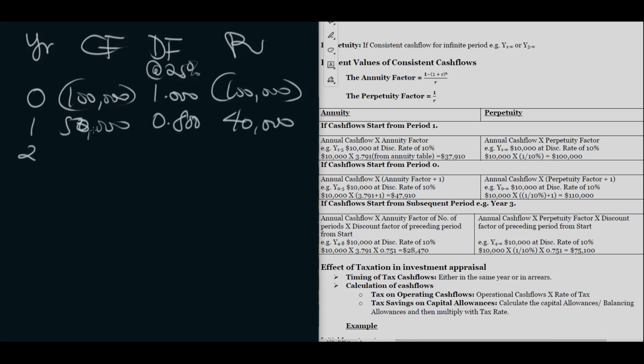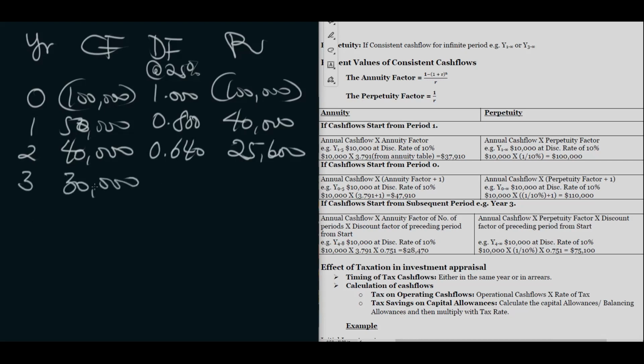If I go to year two, I receive 40,000 also. The factor becomes 0.640. So 40,000 by 0.64, I receive 25,600. I go to year 3, 30,000.